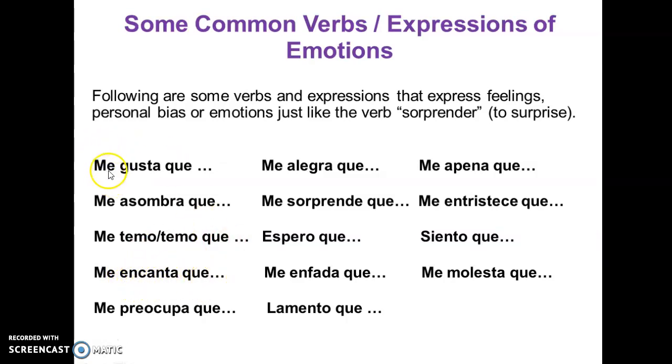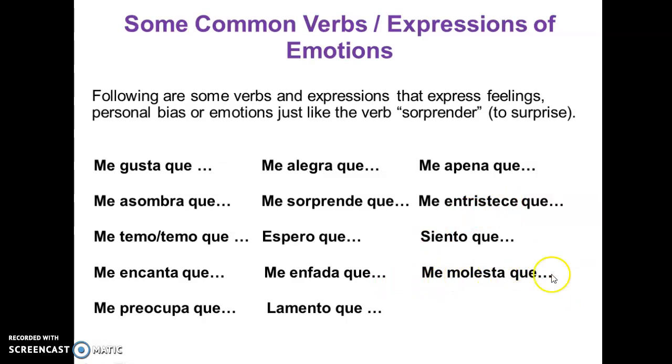And of course, this is all in the I form. We can also use it for you like something, or they like something, right? Me preocupa, it worries me that something. It makes me happy that something: me alegra. Asombrar and sorprender are synonyms, they're the same. It makes me upset that something: me enfada. Makes me sad, entristecer. That's when we get sad about something. It bothers me: me molesta que.